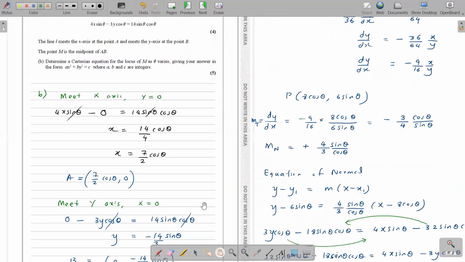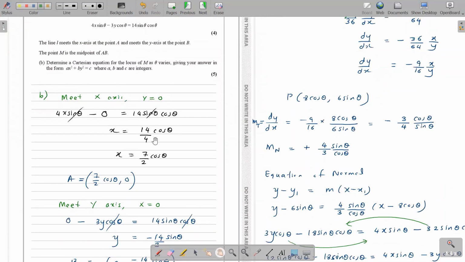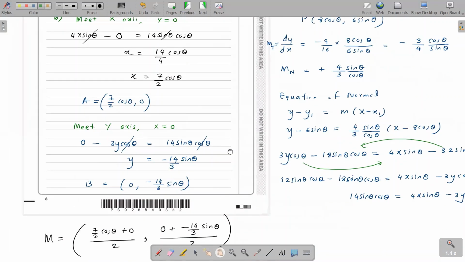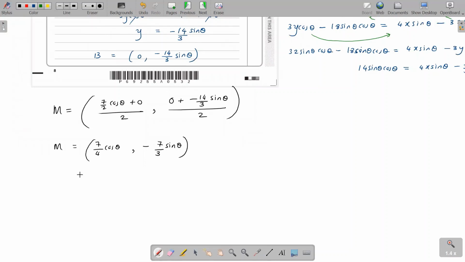They ask you to determine a Cartesian equation for the locus of M as theta varies, giving your answer in the form ax square plus by square equals c. So you have to get the locus of this. So the x coordinate of the midpoint is 7 over 4 cos theta. The y coordinate is minus 7 over 3 sine theta. So cos theta is 4x over 7. Sine theta is minus 3y over 7.